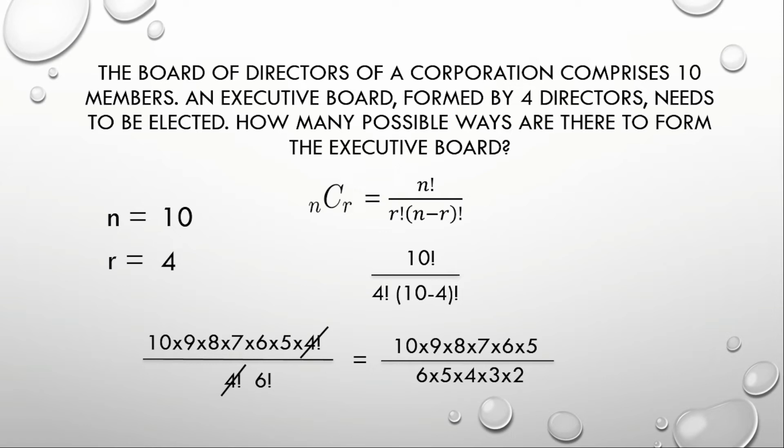So, hindi na natin sinali yung 1. So, dito class, saan sa tingin ninyo yung pwede nating i-cancel? So, let's have 6. So, we have 6 in our numerator, also in our denominator. So, we have 5. Since 10 is divisible by 5, so 10 divided by 5 is equal to 2.